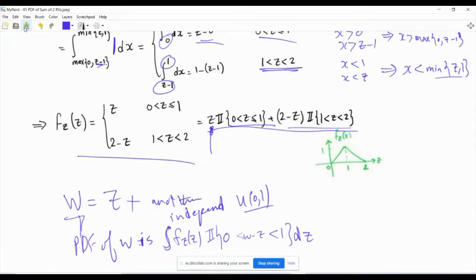Yeah, if you have 4, then you can take the first 2, and then the second 2, and then do it. Yeah, you can do it. You will save yourself one extra integration. But the idea is the same.